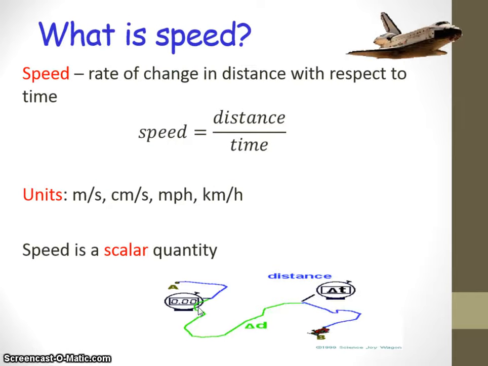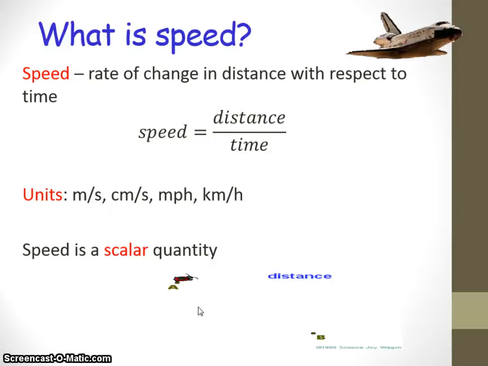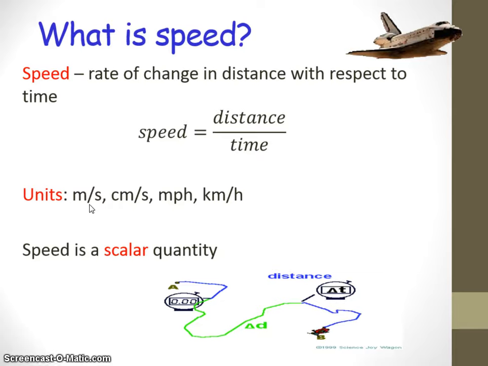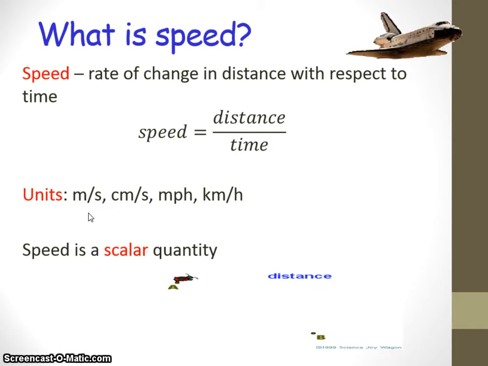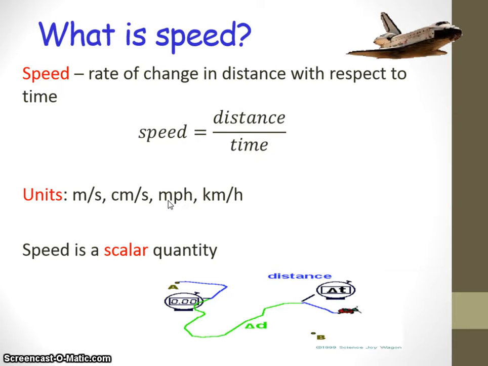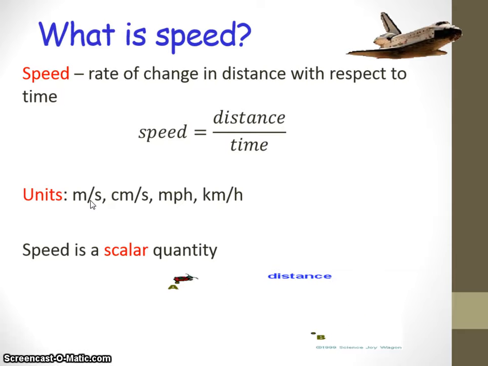In physics, we also need words to describe how fast an object is moving. Well, that's what speed is, the rate of change in distance with respect to time. In equation form, it's speed equals distance divided by time. And the units for speed, I'll give four examples. Each one of them is a distance slash time: meters slash seconds, centimeters slash seconds, miles per hour, kilometers per hour. The slash means divided by or per. They're all a distance per unit time, or a distance divided by time.